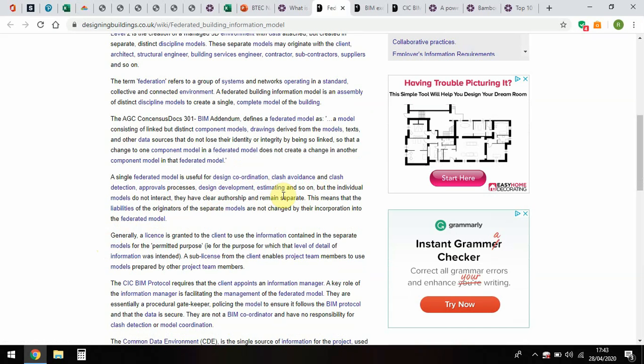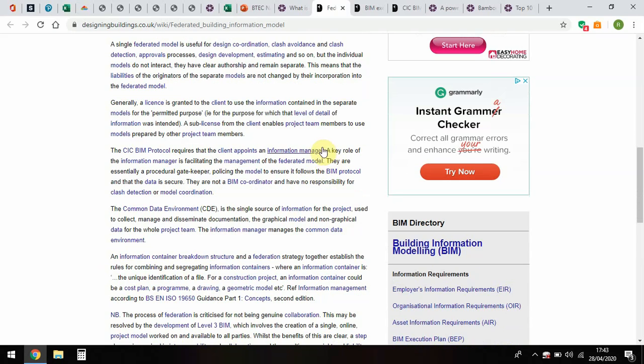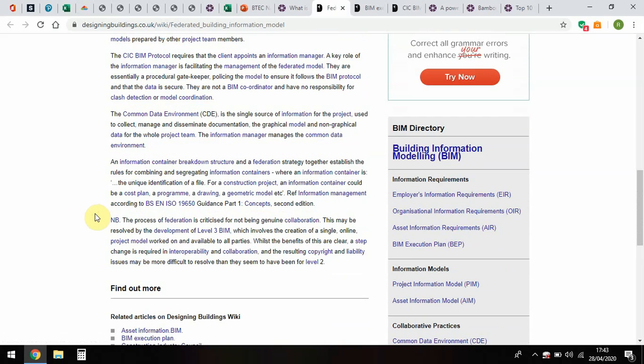You've got more sets of eyes looking at the same model as you are making changes. So that's really useful and that should help. Okay, what it does talk about as well on here, which is useful, is this information manager's role, which is important for you to have an understanding of.